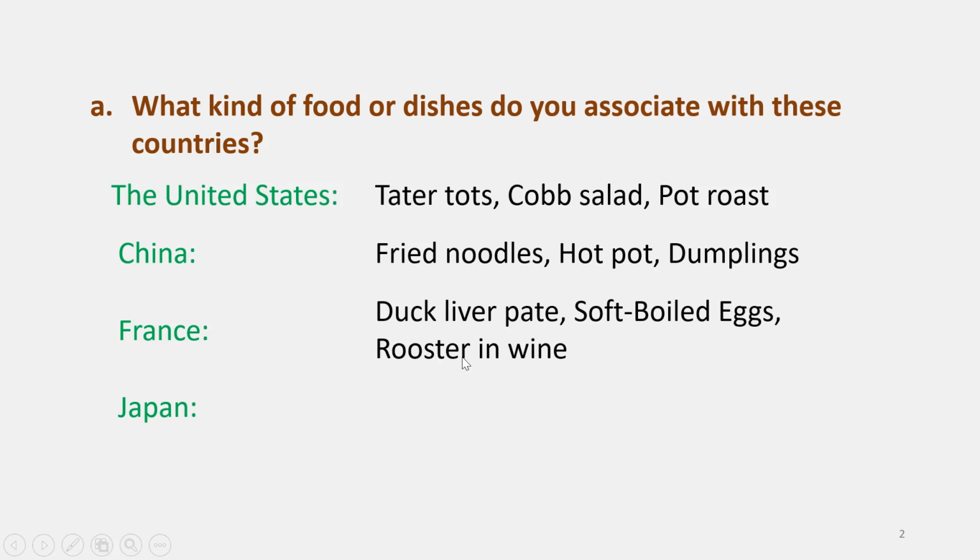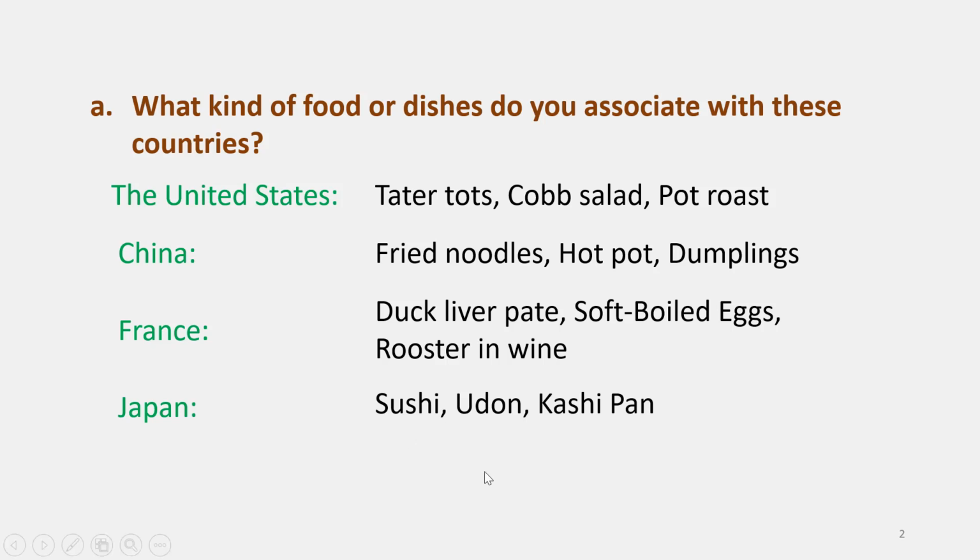Yeah. And in France, there are 3 most popular dishes: duck liver paste, soft-boiled eggs, and rooster in white sauce. Rooster, it is chicken, right? Okay. And in Japan, sushi. Yeah, sushi is the most popular dish in Japan, right? And for sushi, we have raw materials or fresh materials such as fish, beef, pork, right? And we use rice to cover this fresh material and we eat. Yeah. And udon, it is one kind of noodle. And melon pan, it is one kind of bread, but the shape is a circle.